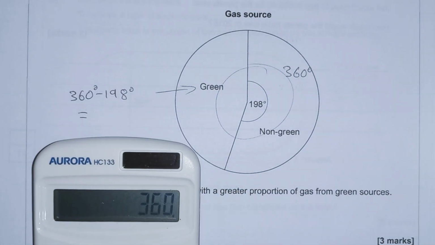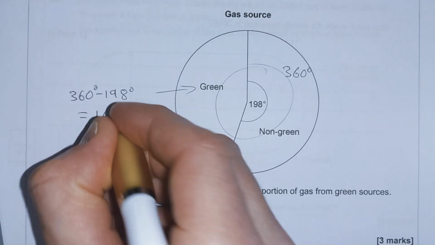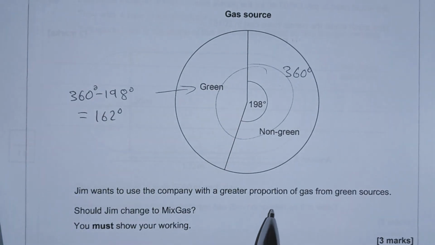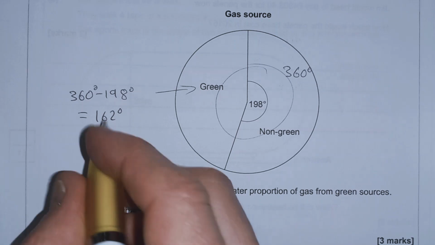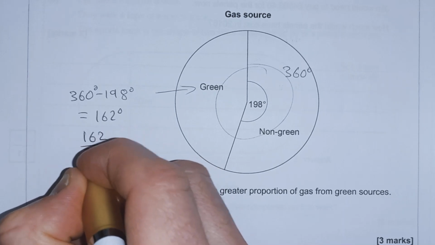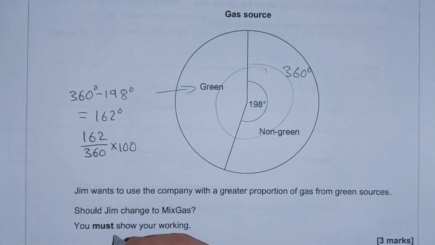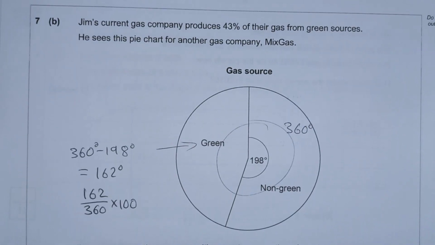So 360 minus 198, that gives me 162 degrees. But they're talking about proportions. So proportion, we want percentages. What we want is to know 162 out of 360, and if we multiply that by 100, that's going to give me the percentage. And then I can compare that to the 43% they've given us.